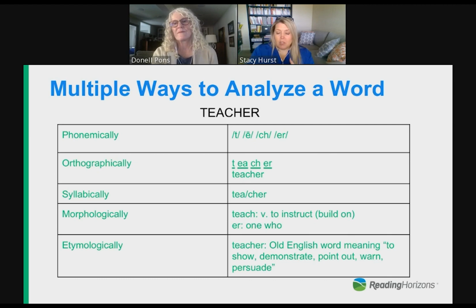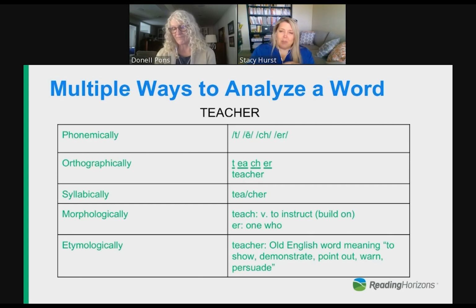And then how do we map those to spelling, to print, right? So the T is represented with a T. The E sound in teacher is actually represented with the EA grapheme. We have the digraph CH, and then the R-controlled vowel ER. So orthographically, that's another way to look at the word.